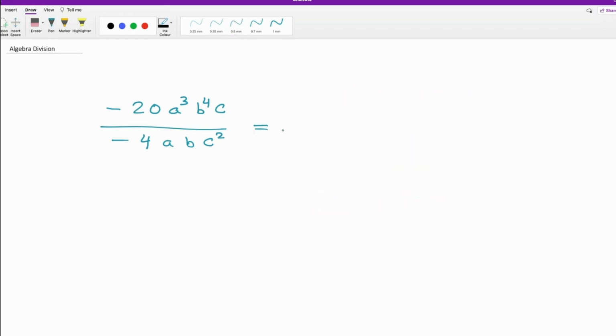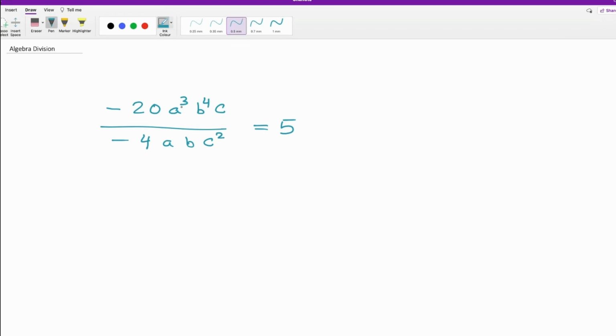The second step is having a look at our numbers. 20 divided by 4 is equal to 5. The final step is having a look at our pronumerals. Now, having a look at our pronumerals, let's have a look at those like pronumerals individually.